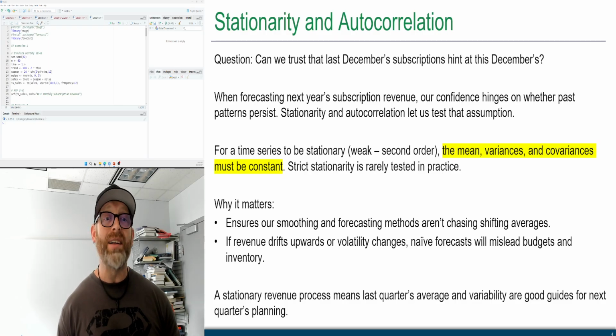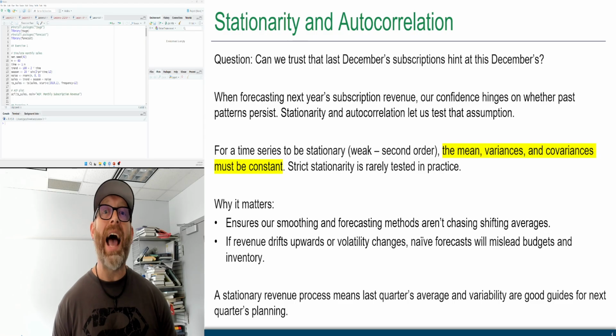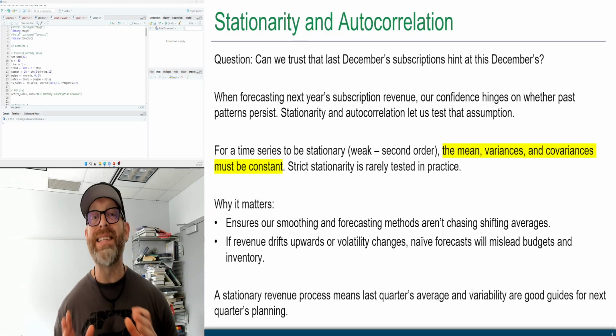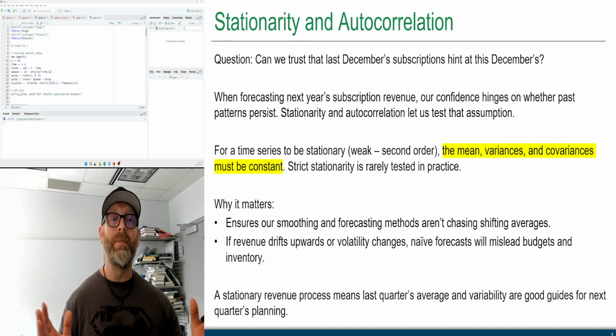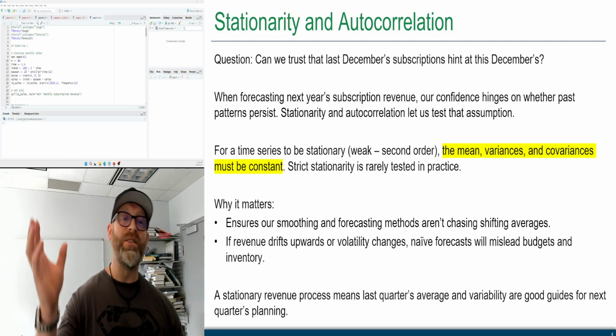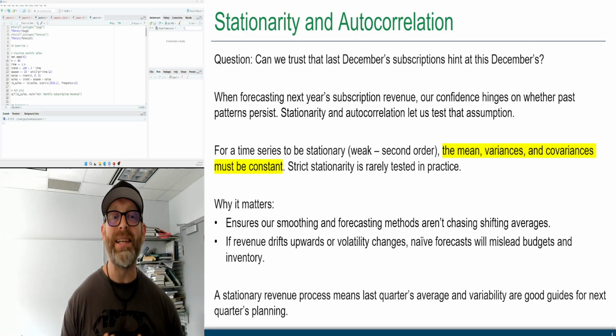It has to have a constant mean. What that means is the average can't change over time. None of these can be dependent on time. If I'm looking at a span of time, at one point I can't have a higher average than I would have at another point in time. It needs to be consistent.